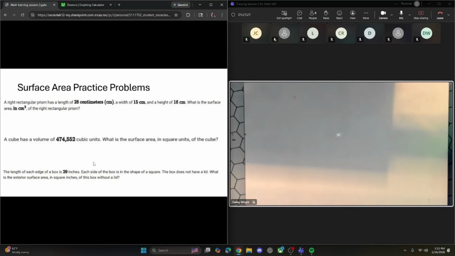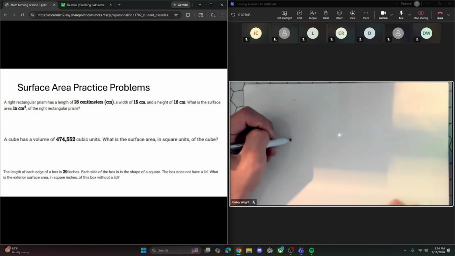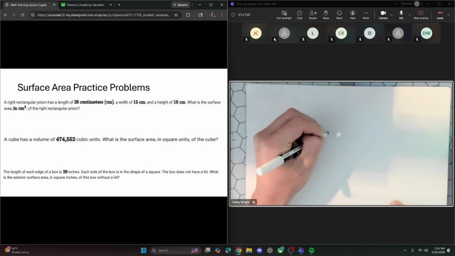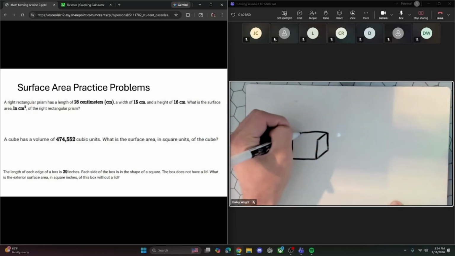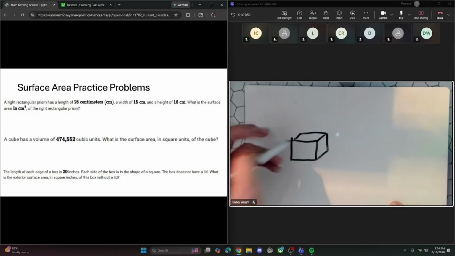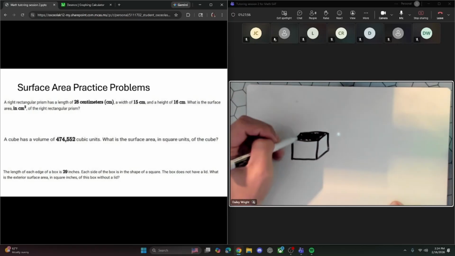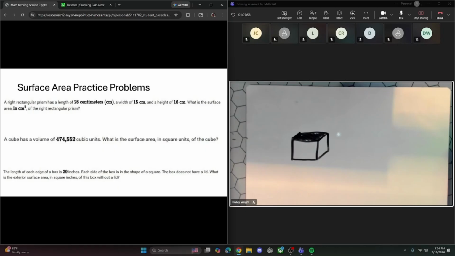The length of each edge of a box is 29 inches. Each side of the box is in the shape of a square. The box does not have a lid. What is the exterior surface area in square inches of this box without a lid? This one's kind of hard to draw. I'm going to do my best here. This part's open. I'm just going to fade that in as that part is open. There's no side right there.